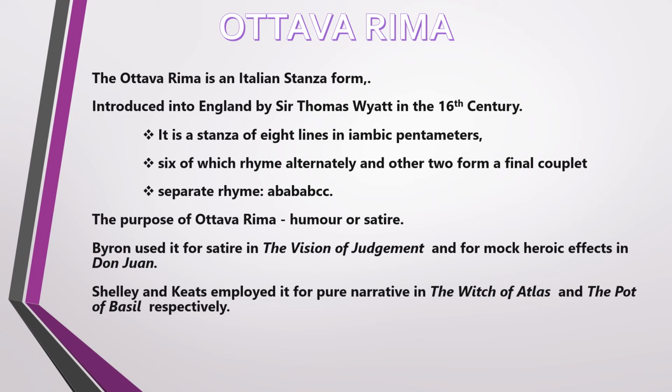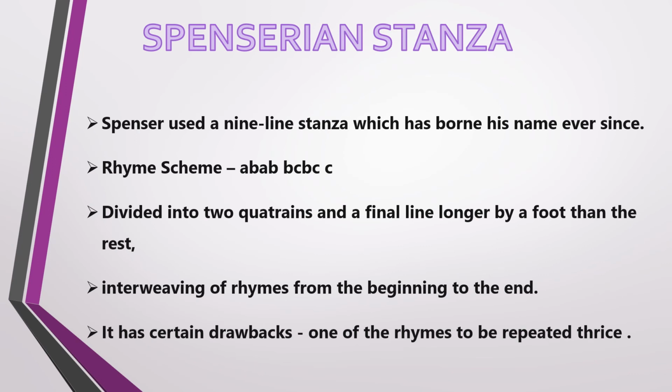The next one is Spenserian stanza. Spenser used a 9-line stanza which has borne his name ever since. Rhyme scheme: AB, AB, BC, BC, C. In spite of its division into 2 quatrains and a final line longer by a foot than the rest, it is one inseparable unit owing to the interweaving of rhymes from the beginning to the end.